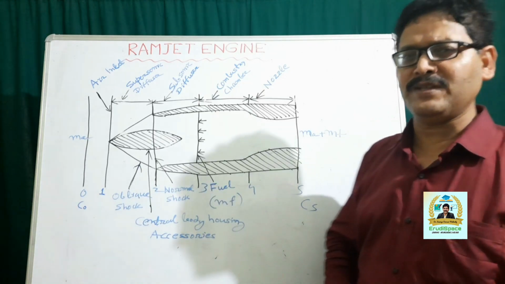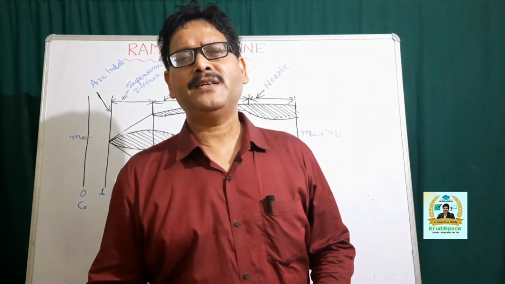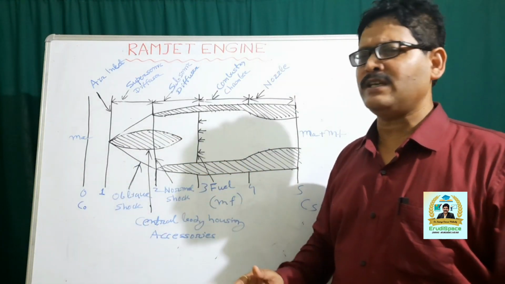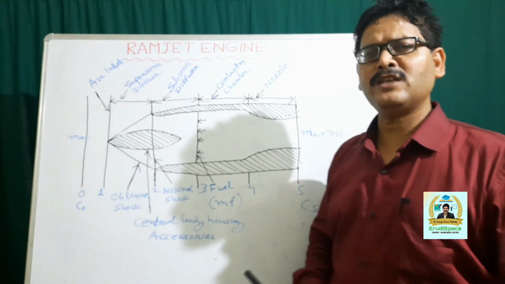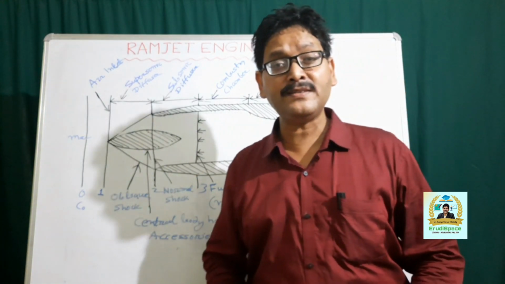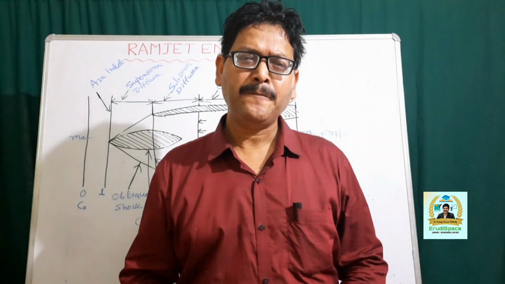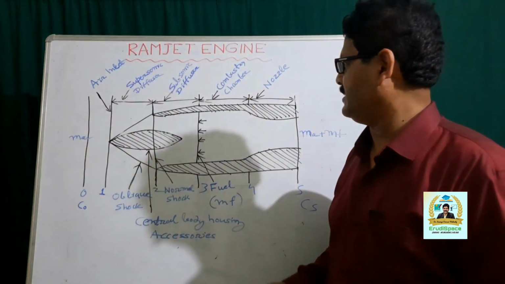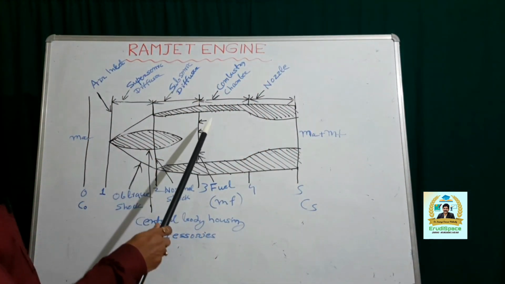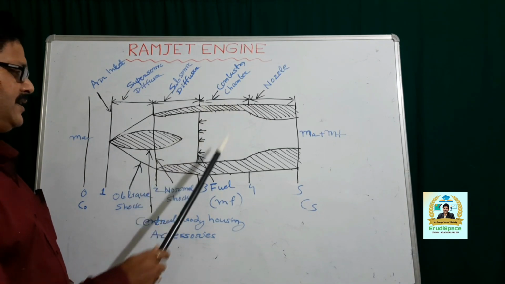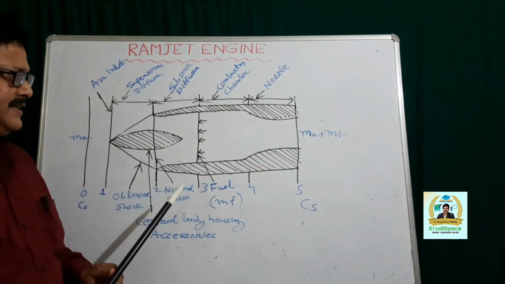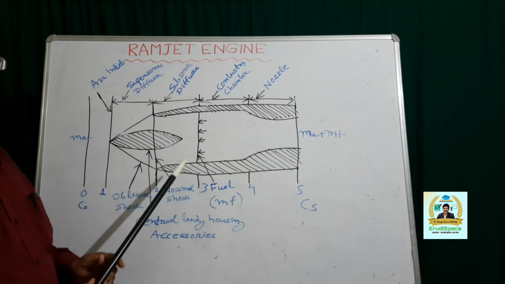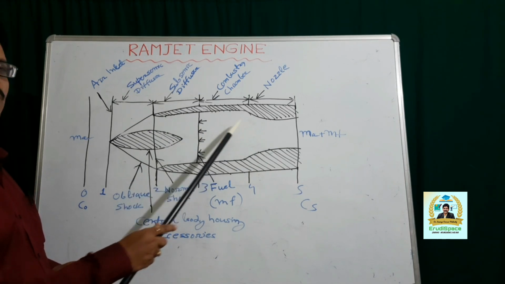Oblique shock and normal shock have been shown, and apart from that, due to other factors also, the drop in kinetic energy is not completely converted into a corresponding increase in pressure energy, but still there is a significant rise in the pressure energy at the expense of the kinetic energy. Then it is taken to the combustion chamber, where fuel and heat are added, and due to this very high temperature is developed, and then it is taken to the nozzle.